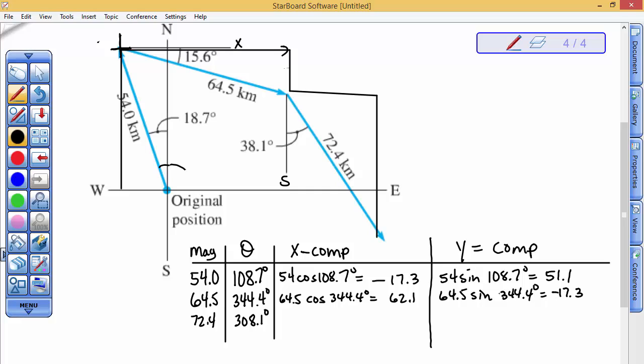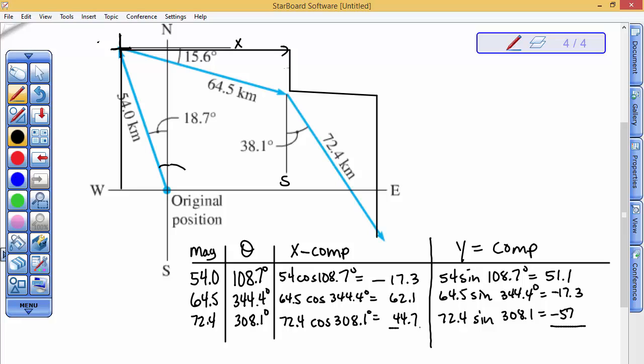This one right here is in the fourth quadrant as well, so x should be positive. So 72.4 times the cosine of 308.1 gives us 44.7. And then 72.4 times the sine of 308.1 gives us, it looks like, a negative 57. That's kind of odd. It rounds up real nicely to a negative 57.